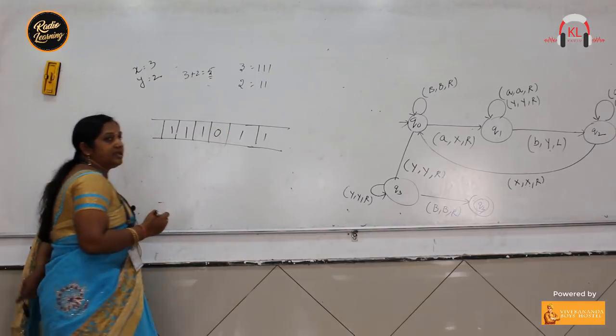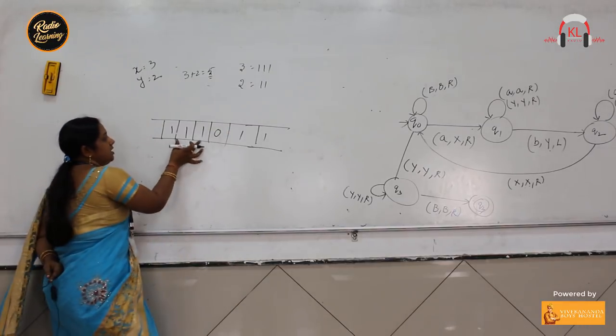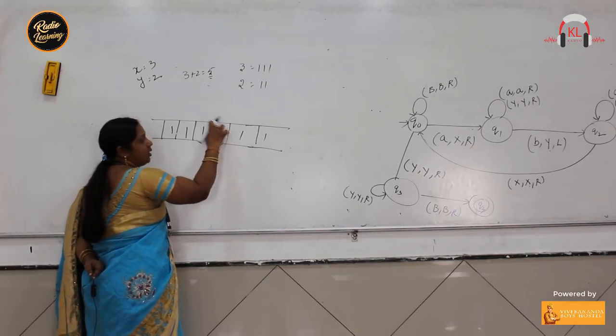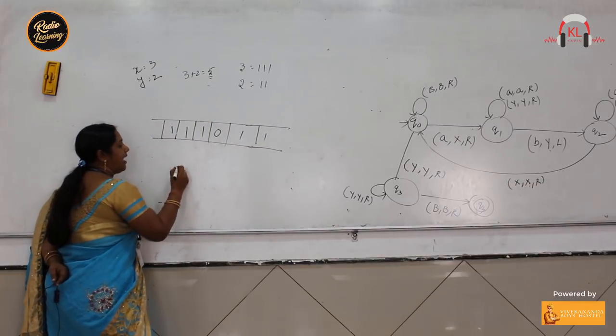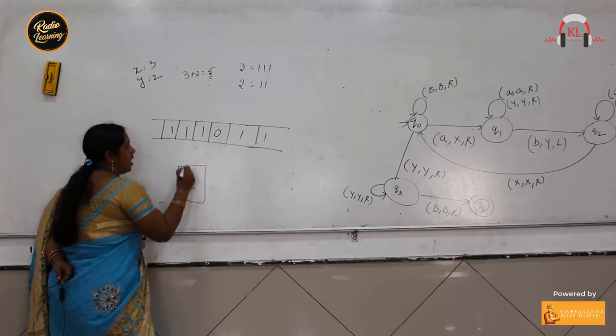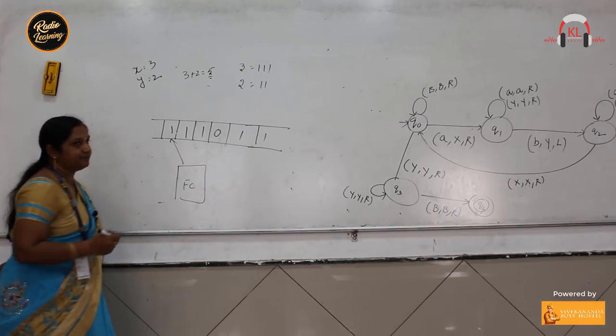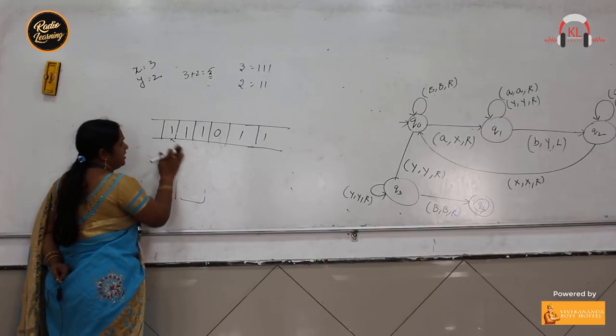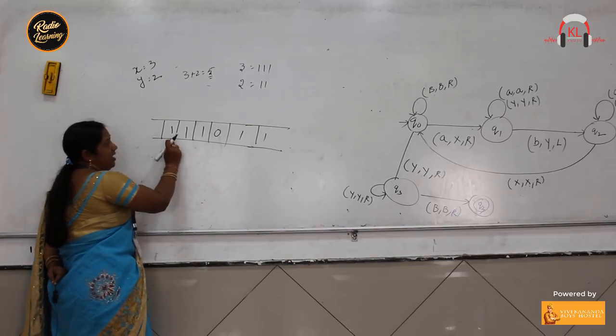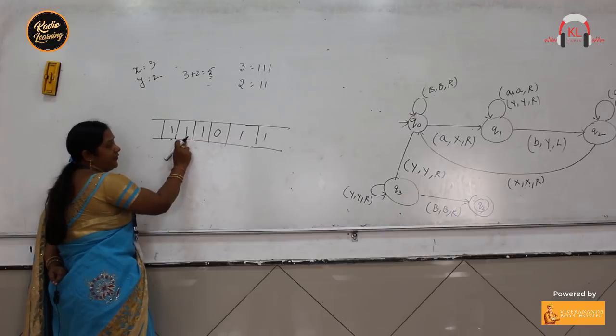Here I am taking 0 as a separator. So here 3 ones, 2 ones and 0 as a separator I kept here in the input tape. Now I have the finite control and now this is pointing to 1. How I am performing the addition here is, whenever I am seeing 1 on my input tape, keep 1 as it is and move forward.